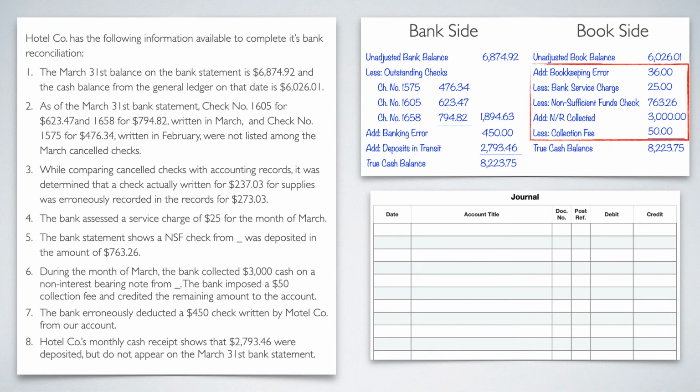We're going to have 5 journal entries. We had 5 line items, 5 journal entries. That's why I like to keep up with the NR collected and the collections fees. That's why I like to do them separate, because I know I've got 5 and 5. 5 line items, 5 entries.